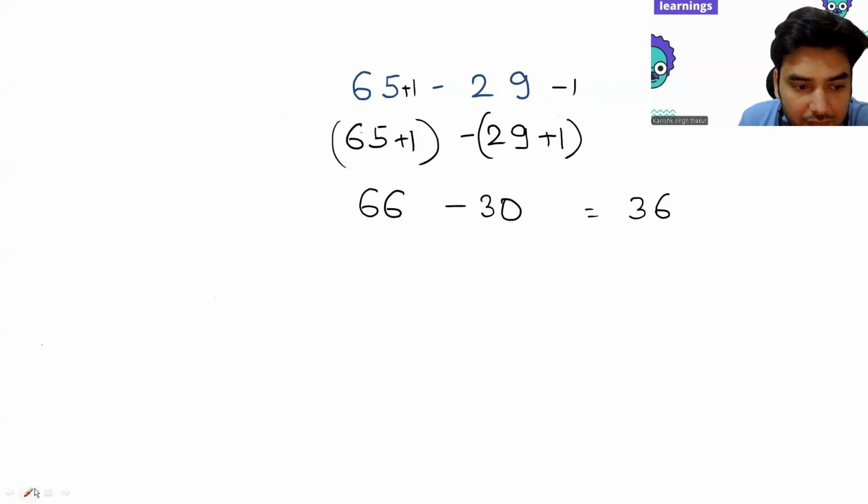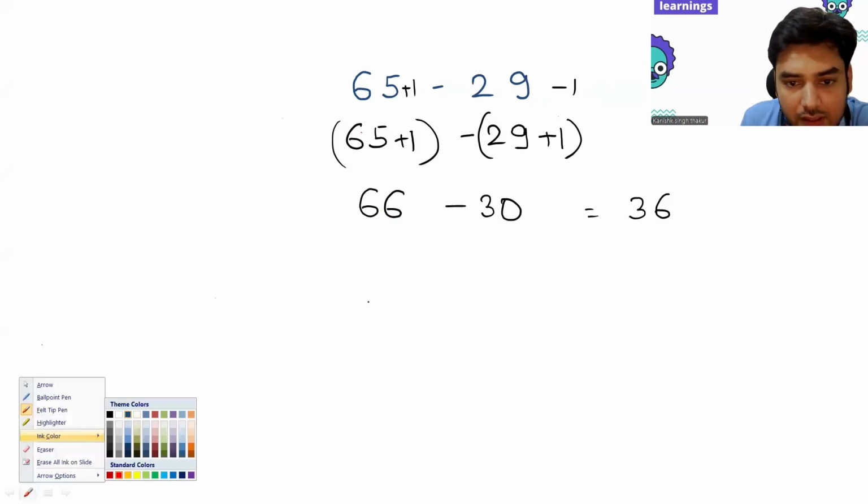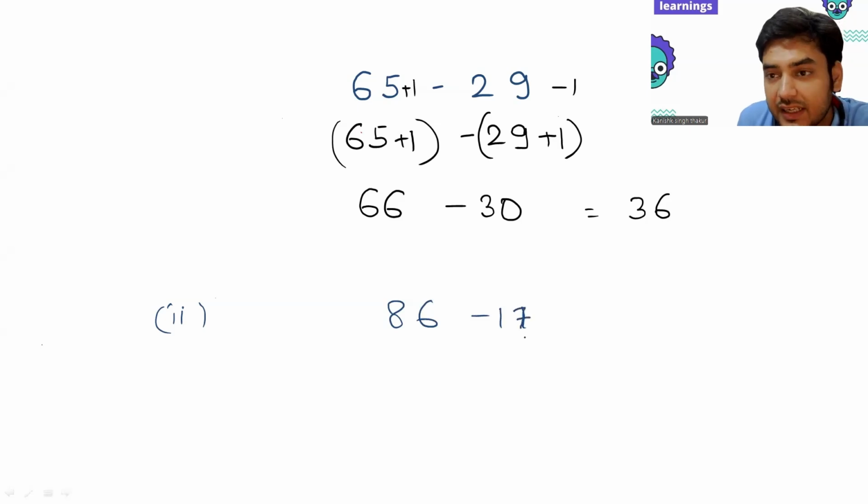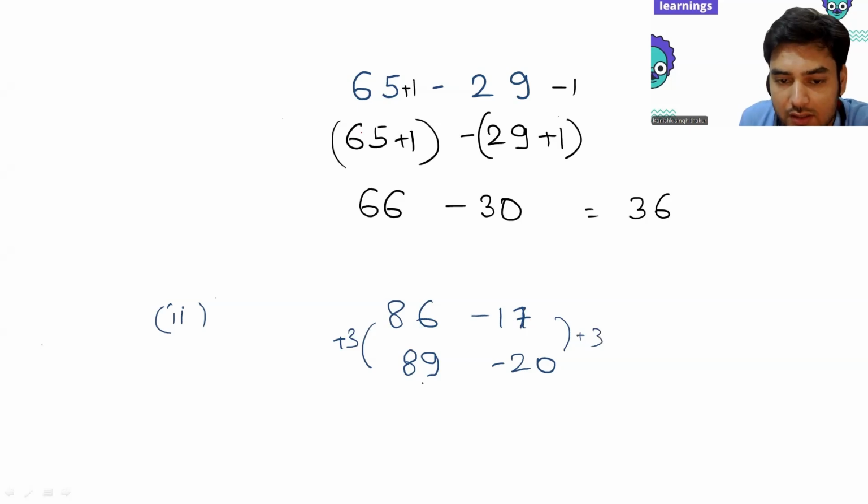Suppose I take another example, the second one: 86 take away 17. I have to make 17 into 20, because 20 is the closest multiple of 10. I have added 3 to make 17 into 20, so I'll add 3 more to 86 as well, which makes 89. I added 3 here and 3 here in magnitude, not with the sign. So 89 take away 20 gives me 69.